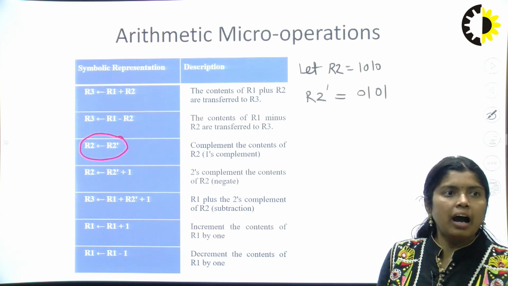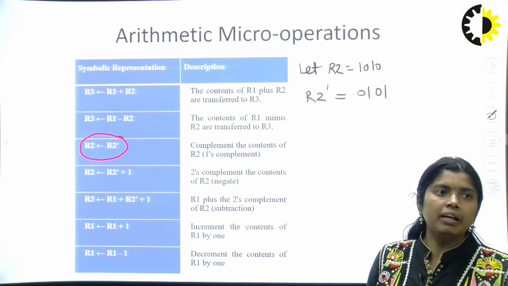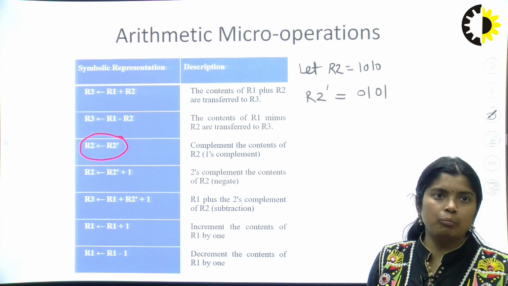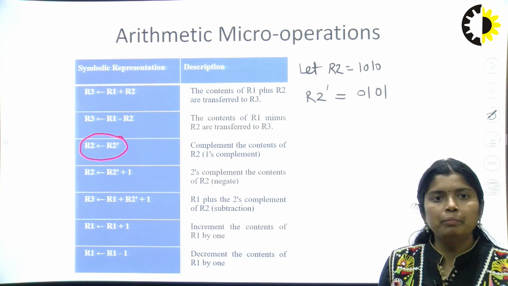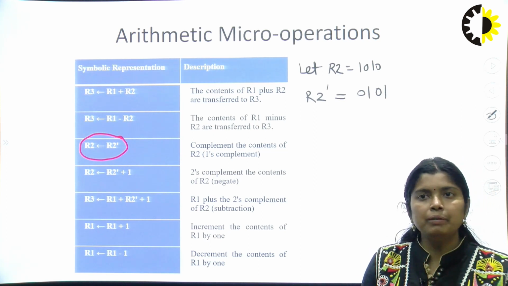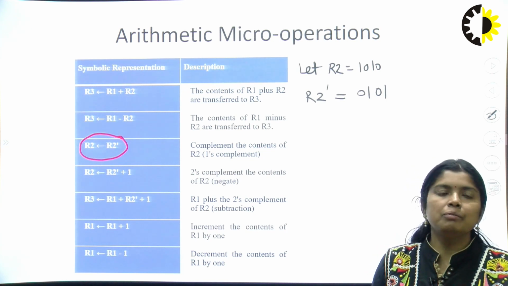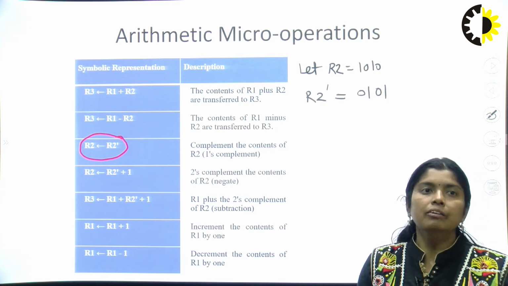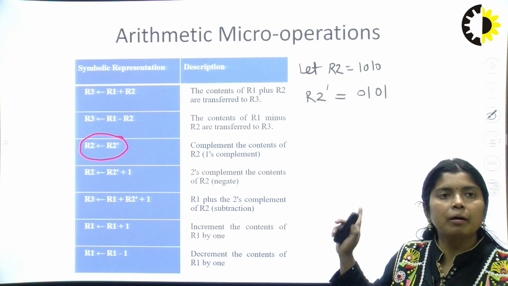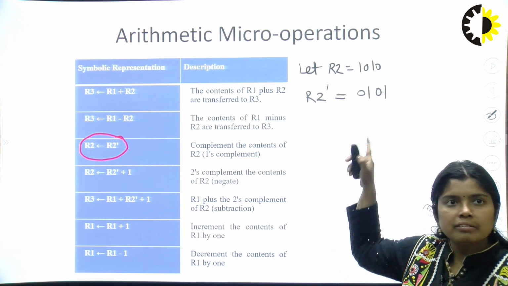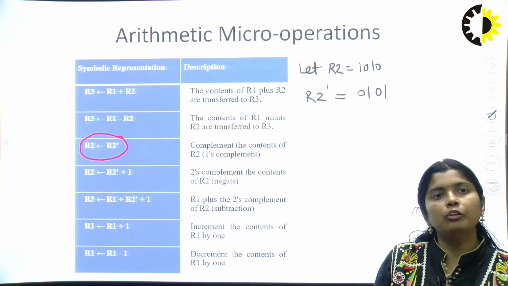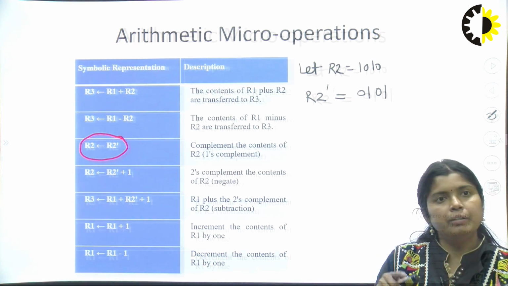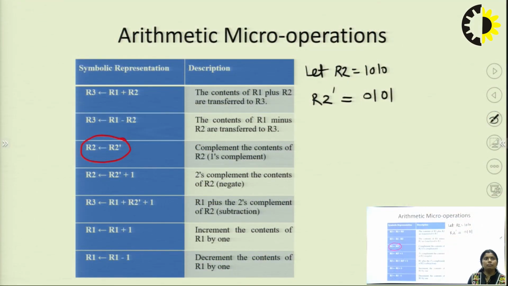The next is the R2 complement. In the complement, we are considering the 1's complement. 1's complement means the binary sequence of 0s and 1s is reversed, that is, 1 is converted into 0 and 0 is converted into 1. Here I am taking the example of a 4-bit register R2, which is 1010, and the R2 complement is obtained by converting each 1 into 0 and each 0 into 1.